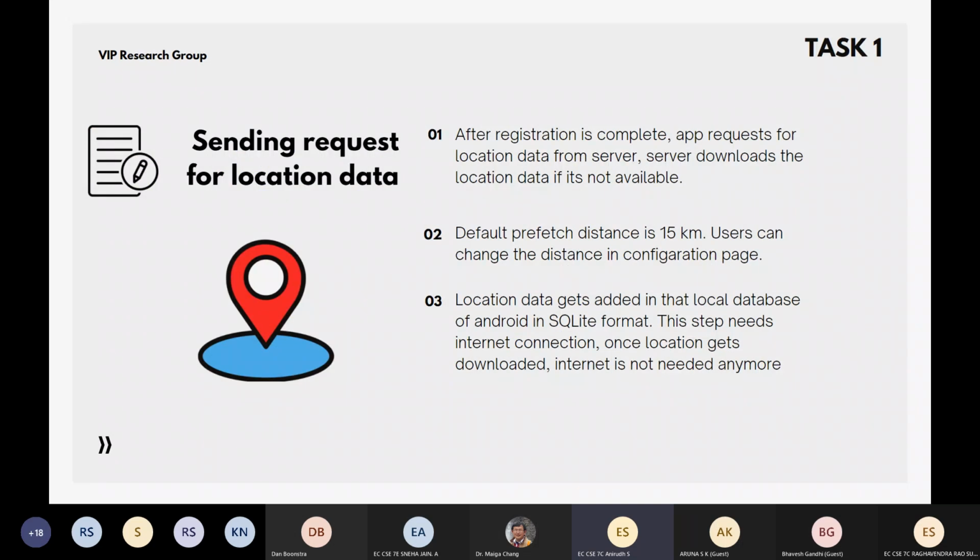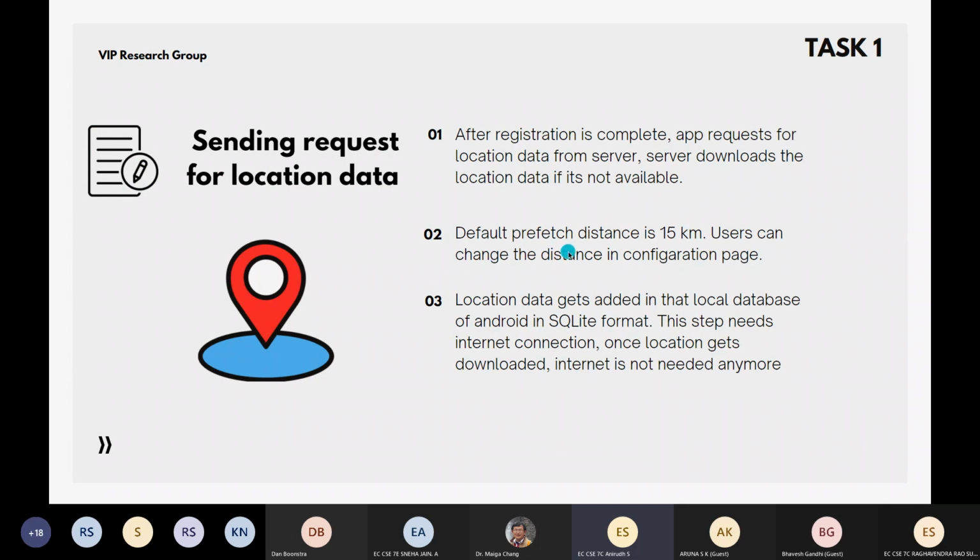Next, after the registration is done, now we need the offline data. Otherwise, we'll not know how to access and how to record the point of interest without the location data. So we ask the server for the location data. After the registration is complete, the app requests location data. The server is going to download the location data if not available. The server is going to download it from the OpenStreetMap server, and it's going to send it to the phone.